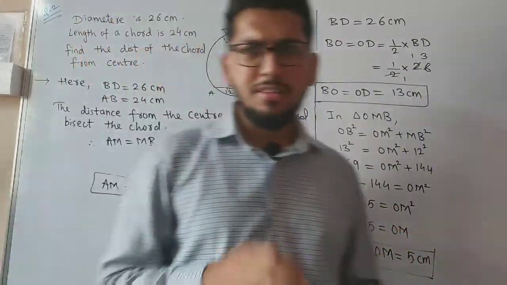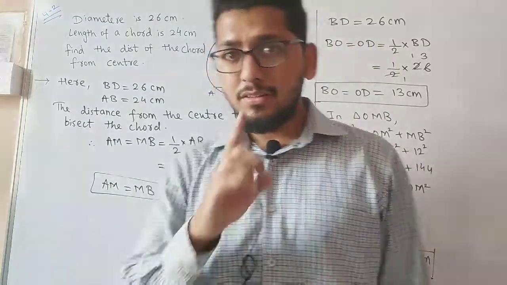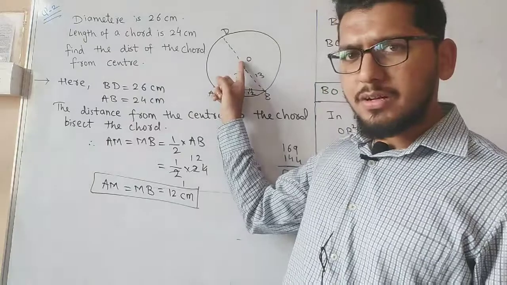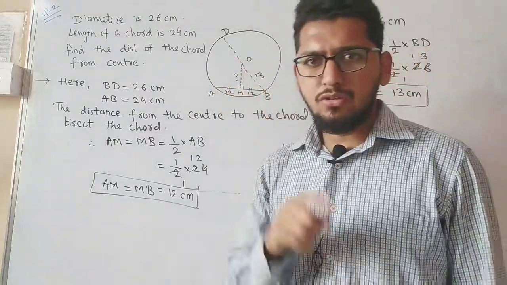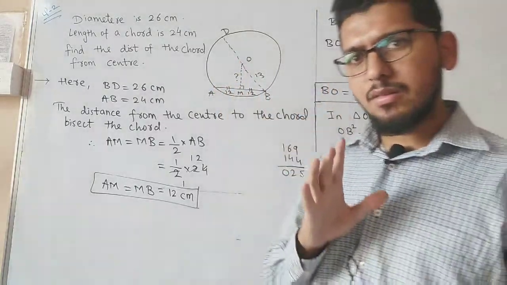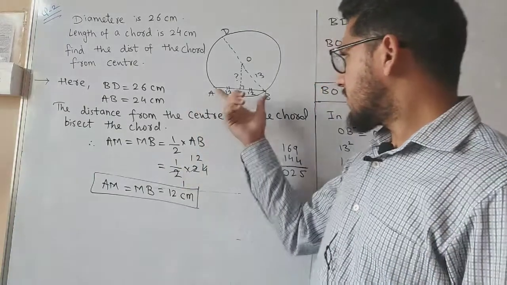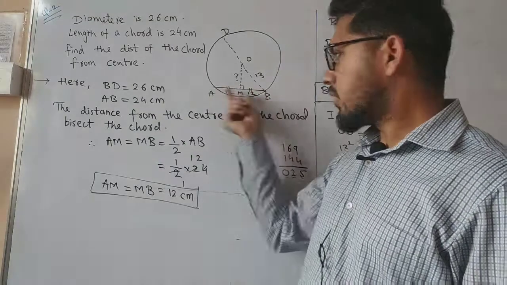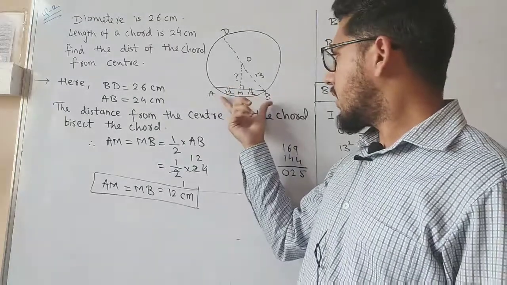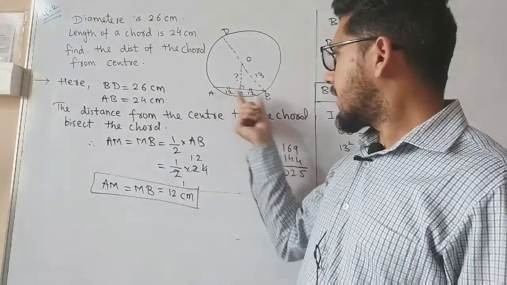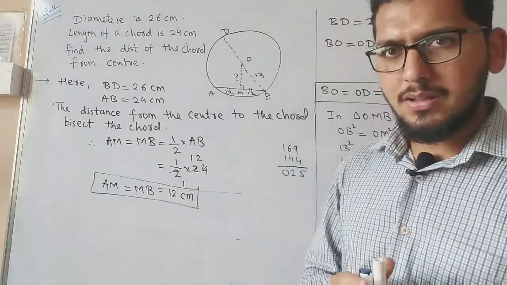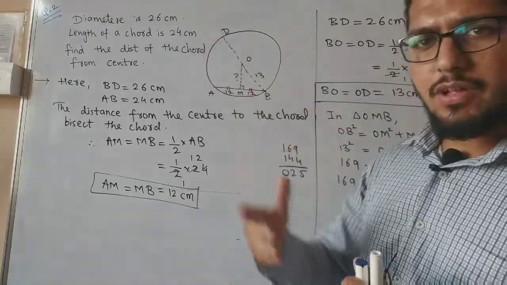So this example is very simple. We only have to know one theorem, that the perpendicular from the center to the chord bisects the chord. Using this theorem only we solve the example. First, AB is the total chord and M divides AB into two equal parts. Then AB is given as 24, so AM and MB will be 12. Half of 24 is 12. Similarly, the diameter was given and we halved it to get the radius.